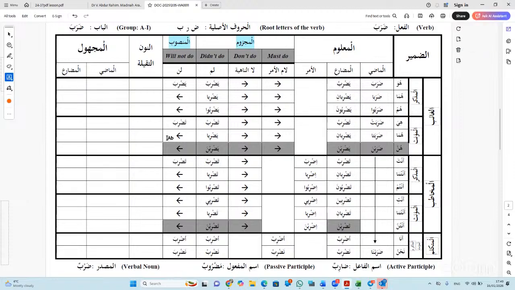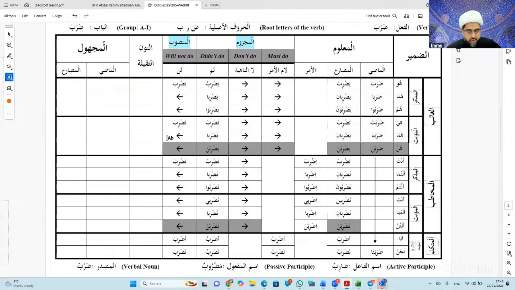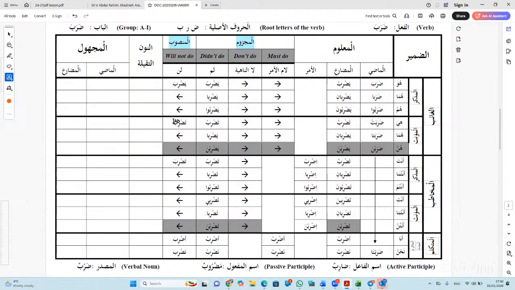So again, what is the difference between lam and lan? Lan changes the meaning to future negation, and the present tense singular verb becomes with a fatha instead of a sukun. Yadrib is with a sukun, but yadriba takes a fatha at the end. That's why it's called fi'l mudari' mansub. Okay, that's the difference between the two.